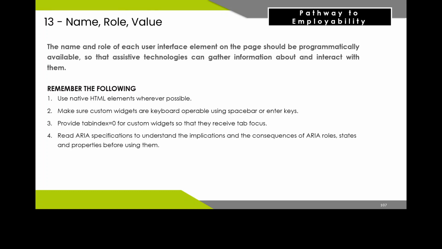Let's talk about name, role and value. A name or an accessible name is something read out by the screen reader when the user focuses on it. In the case of an accessible name, the text read out by the screen reader is not necessarily visible on the screen. A role is simple information shared with the user to understand the type of element and its behavior. So, the name and role of each user interface element on the page should be programmatically available, so that assistive technologies can gather information about and interact with them.